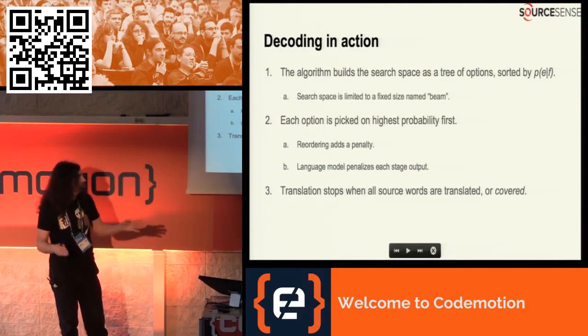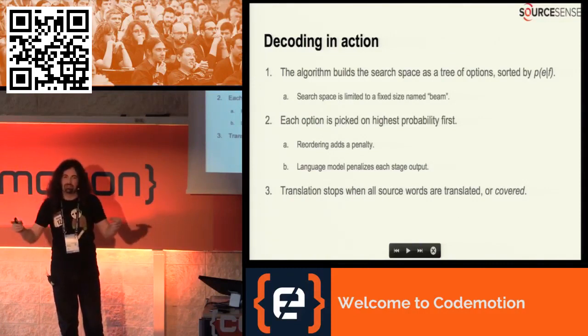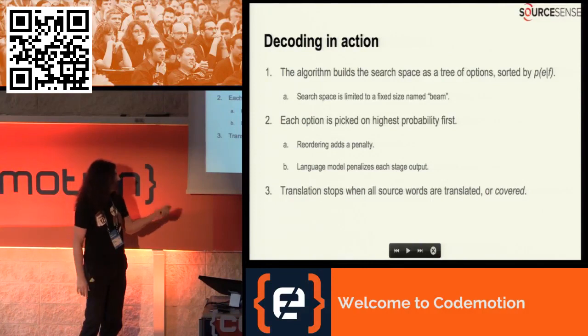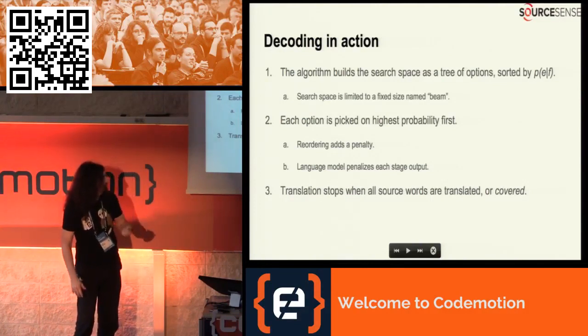Search space is limited to a fixed size, which is named beam, so that we don't get exponential combinations, but we only prune it to a fixed number to keep memory usage low. Each option is picked on a highest probability first.